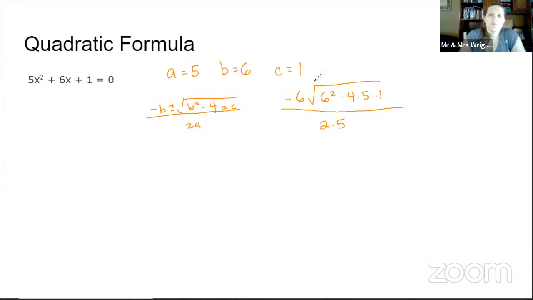Okay, now is when we get into our calculator. We're just going to start plugging some stuff into the calculator, okay? There's a couple of ways I suggest doing this if you're not familiar with calculator work. The number one way I would suggest is to do whatever's under the radical first and then rewrite your problem. So negative 6 radical, you're going to have 6 squared minus 4 times 5 times 1 equals 16.